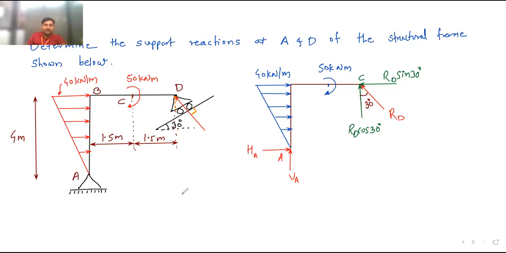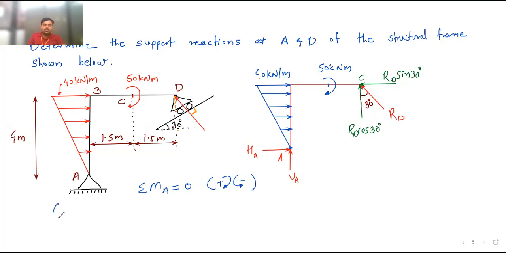So now I will take here summation M about A is equal to 0. Clockwise moments again positive, anti-clockwise moments negative. So I am taking the moment at this point, first is this triangular load. So after writing the equation of the moment, now I want to take the moment of this triangular load about this point A.